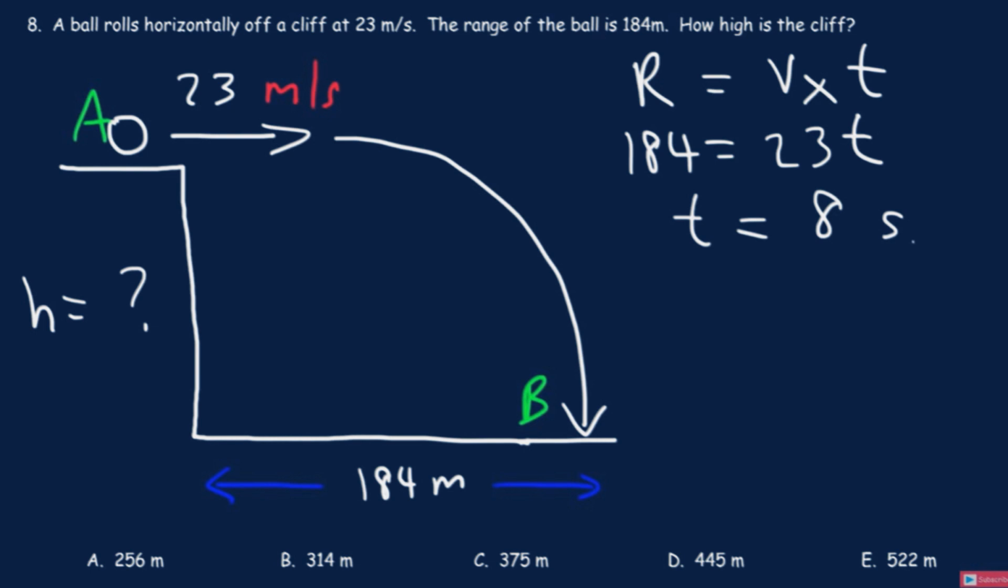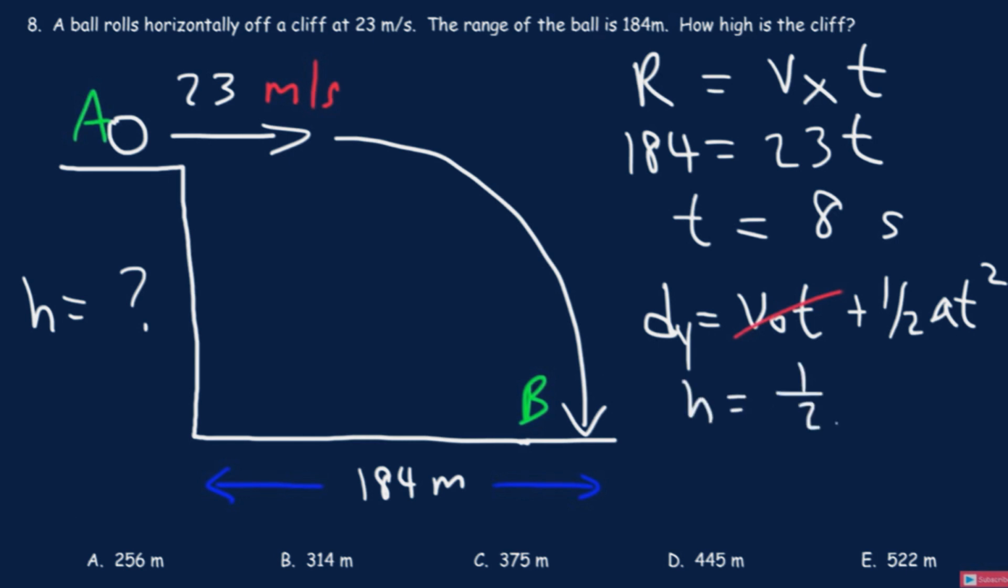So now we can find the height of the cliff using this equation. d is equal to v initial t plus 1/2 a t squared, but in the y direction. Now v initial is basically 0, so the height is 1/2 a t squared. You can just simply use the equation to find the height of the cliff.